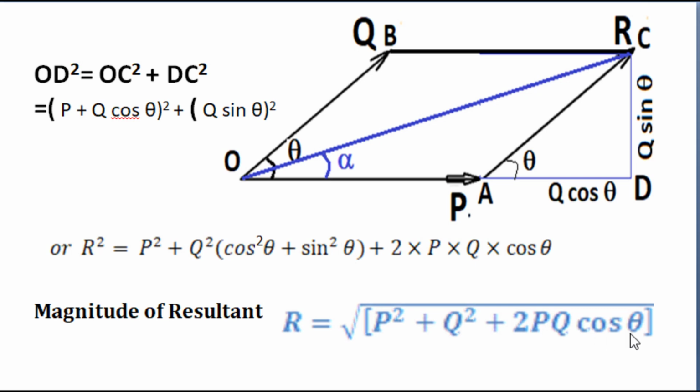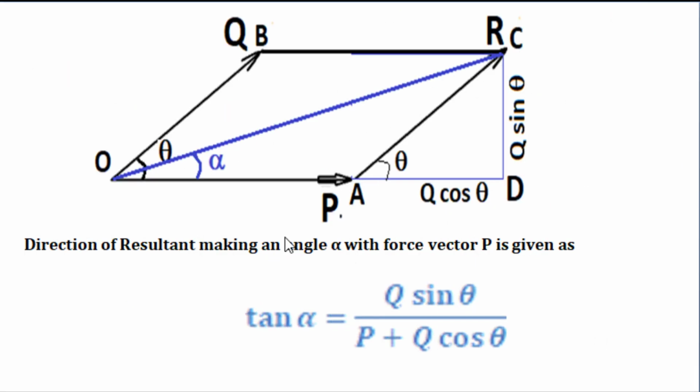plus 2PQ cos theta. If resultant force R makes an angle alpha with force P, then in this right angle triangle, as per trigonometry, tan alpha is perpendicular upon base, and perpendicular is Q sin theta, and base is P plus Q cos theta. So if we know the value of P and Q and the angle between the two forces theta, we can find out the angle which resultant makes with one.